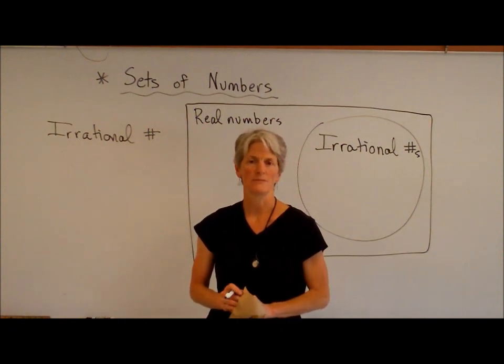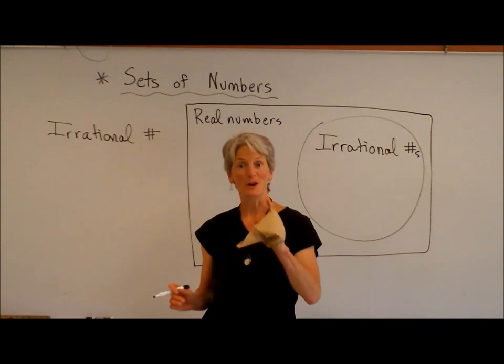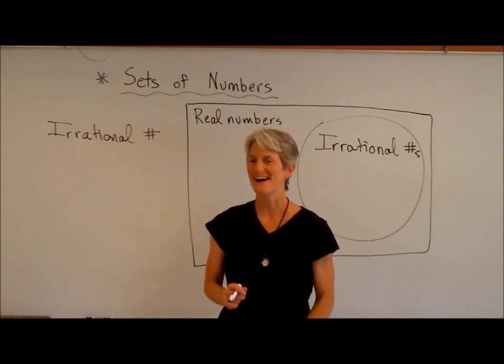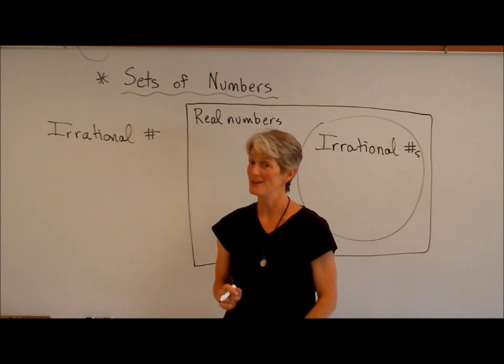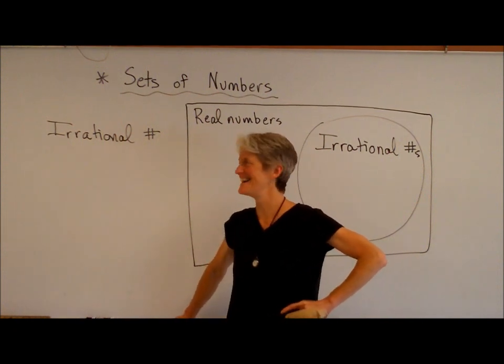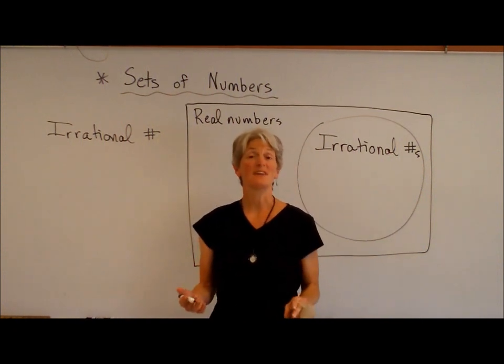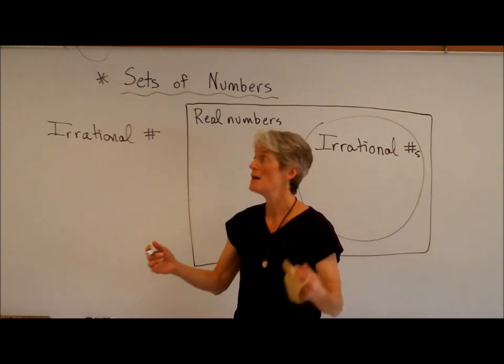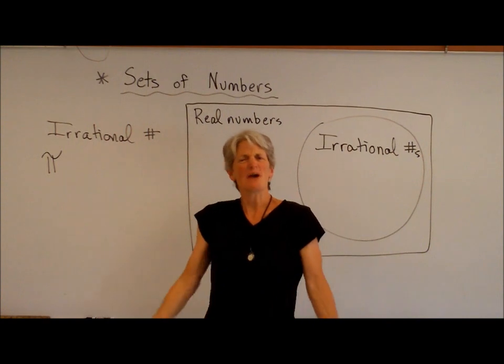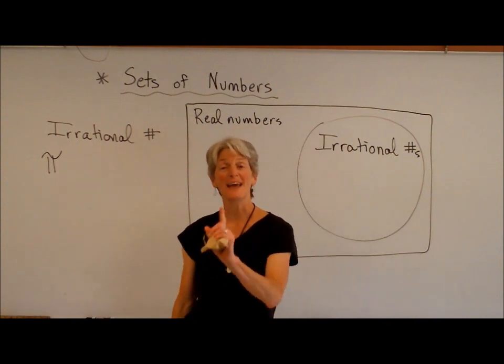How about 5? That's not a fraction. But I could write 5 as 5 over 1. So 5 is rational. Right, I get that mixed up sometimes. But there are some very famous irrational numbers, like pi is an irrational number, because I can't write that as a fraction of integers.